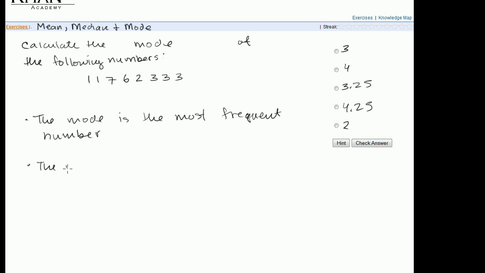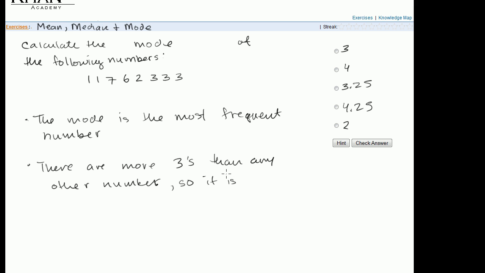And then, there are more threes than any other number. So it is the mode.